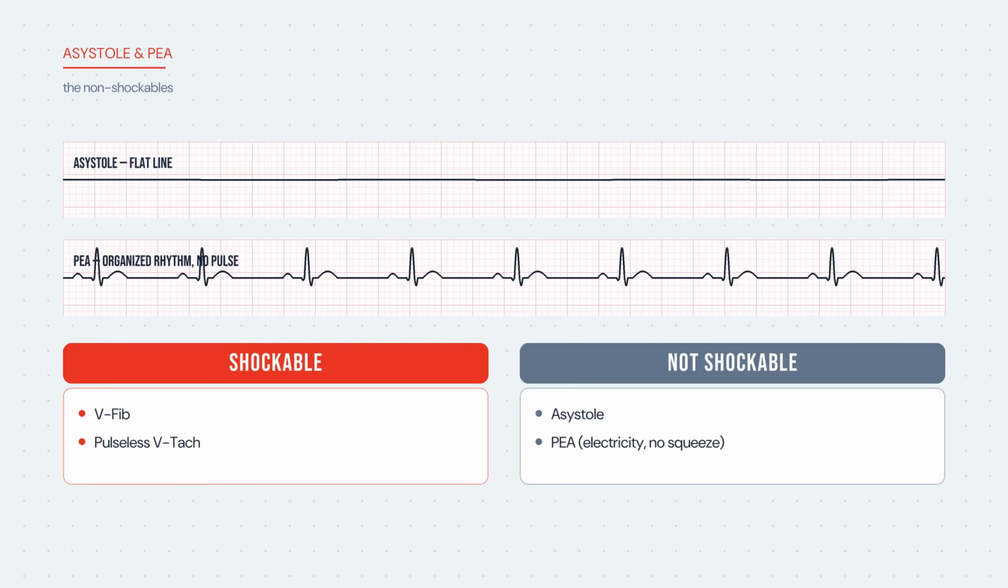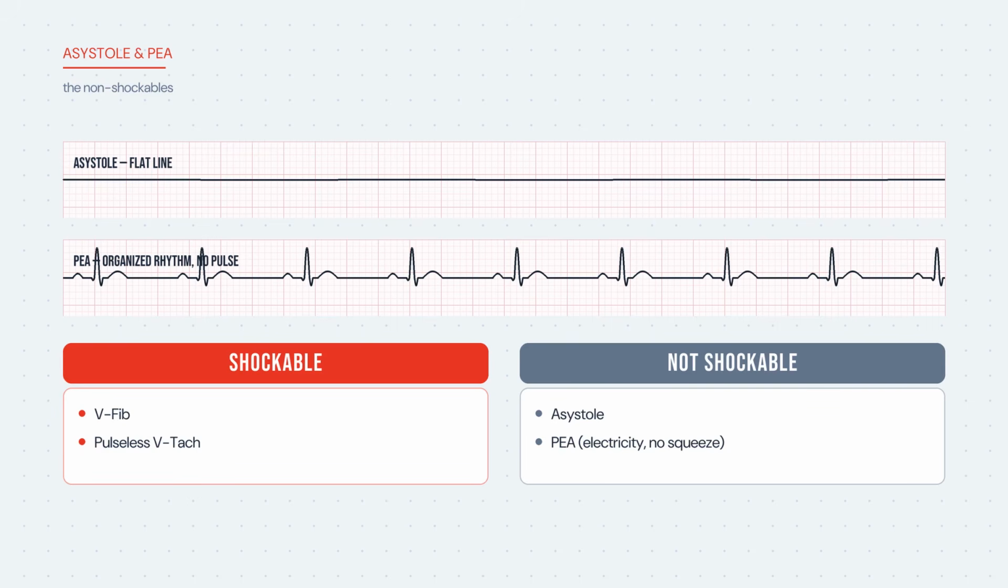Pulseless electrical activity is the one that confuses everyone. The monitor shows an organized rhythm, it may look almost normal, but the patient has no pulse. Remember, electrical activity comes first, mechanical contraction follows. In PEA, the electricity is firing and the muscle is not answering. It is not shockable either. The treatment is CPR, epinephrine, and finding the reversible cause, the H's and T's.